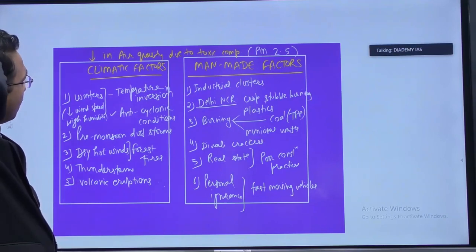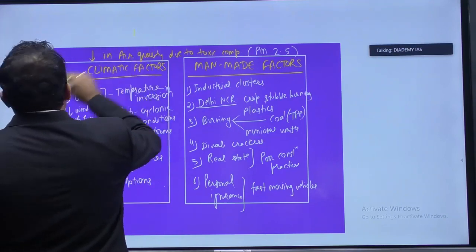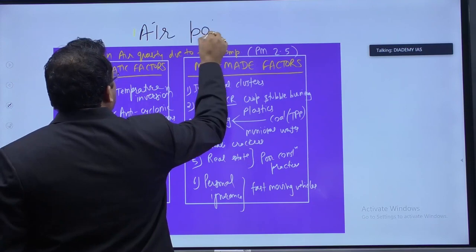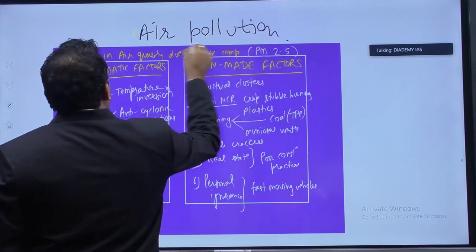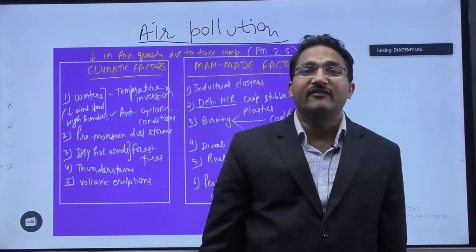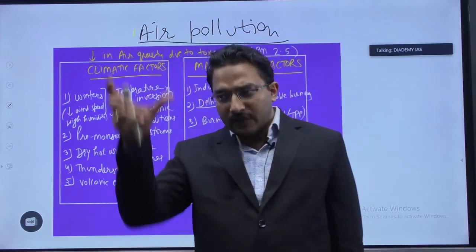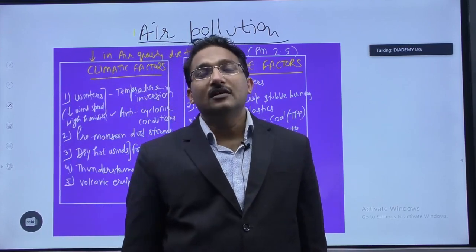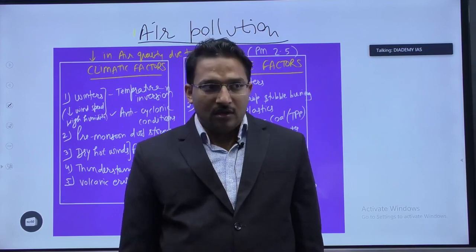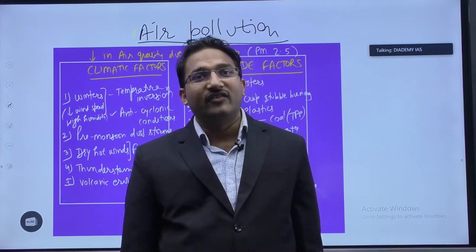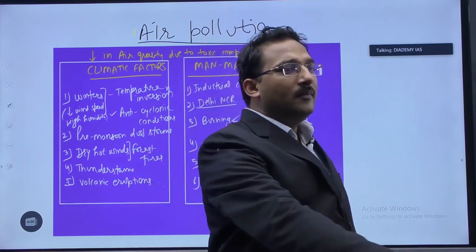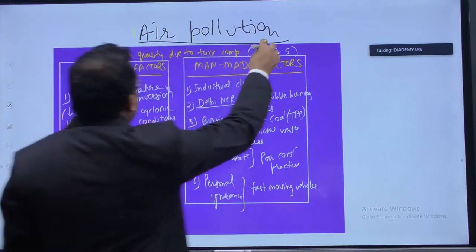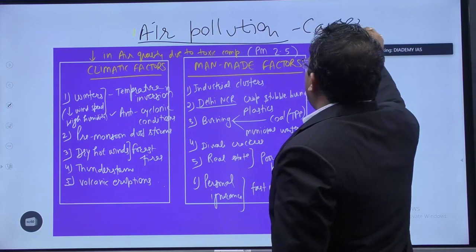Suppose you are writing about two dimensions of air pollution. This diagram I have already shown you multiple times. So you can make these two boxes. Now you will say, sir, will it save time? Yes, it will save time, because if you write in the simple vertical format, it will occupy a lot of space, and you have to write the filler words too. But if you write in this format, you just write the keywords, and it will be very space saving as well as time saving. So you can write air pollution causes in India, the climatic factors and the man-made factors.